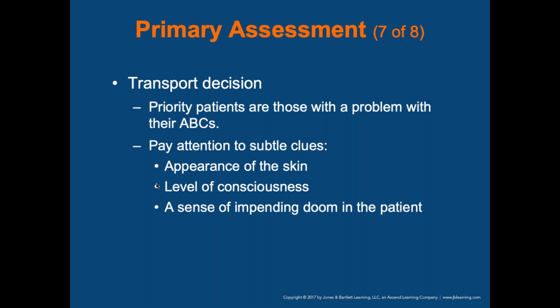We need to make a transport decision based on the priorities of those with a problem with ABCs. Pay close attention to subtle clues like appearance of skin. We talked about the pale, diaphoretic, cool, and clammy. Level of consciousness utilizing your AVPU scale and a sense of impending doom in the patient when they tell you, I'm going to die. I feel like I'm going to die. That's impending doom. They probably are going to die. So we need to start treating patients quickly to keep them from getting into that point and keep them out of that irreversible or decompensated shock.